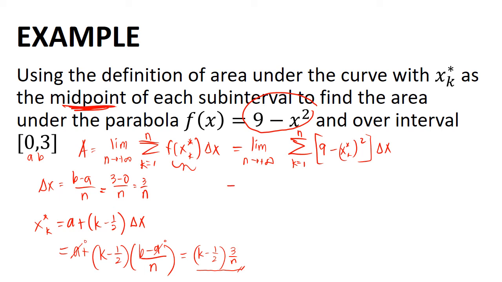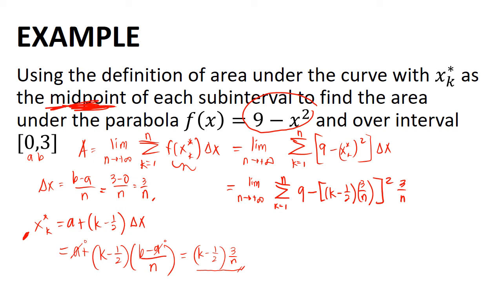So, that will result in the limit as n approaches positive infinity, summation of 9 minus k minus 1/2 times 3 over n, then all of that squared, and then you still have delta x on the outside which is also equal to 3 all over n. So, x star k, we just took from our formula which comes from the midpoint. Okay, because it's midpoint, that's why that became the formula.